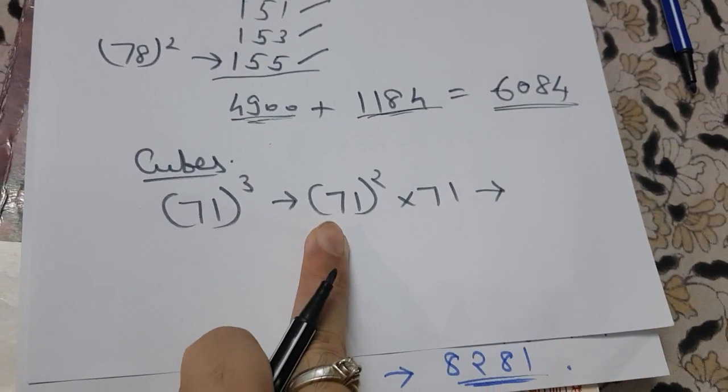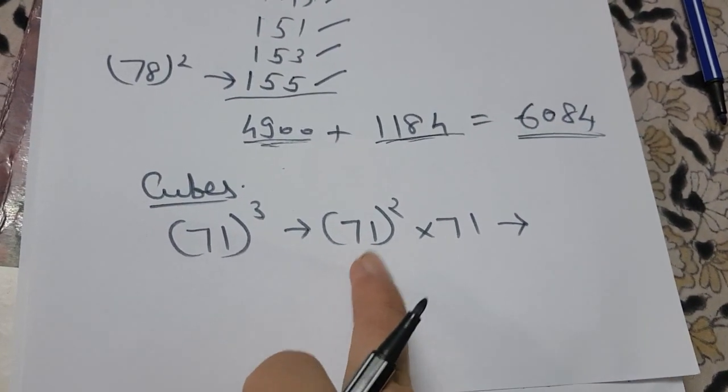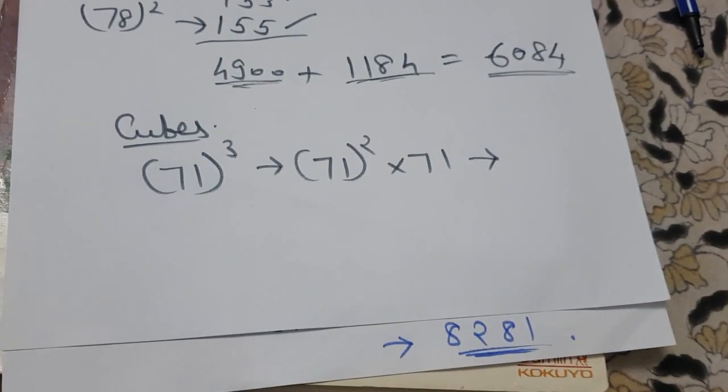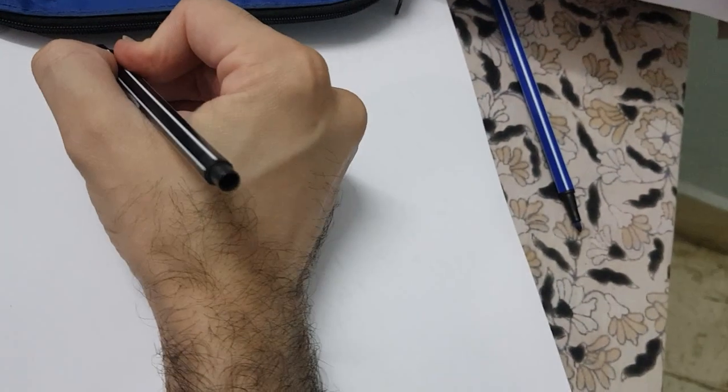You know about how to solve 71 square, okay? So you can solve it easily and just multiply it by 71 by using the speed math that we have studied earlier, okay? That is it. Now let us write something about square roots and cube roots.